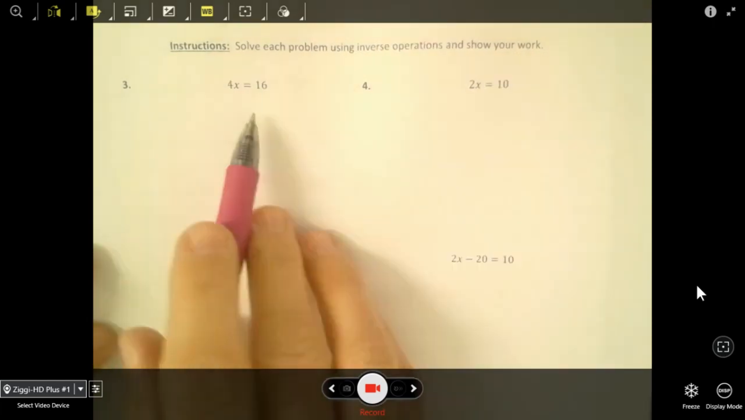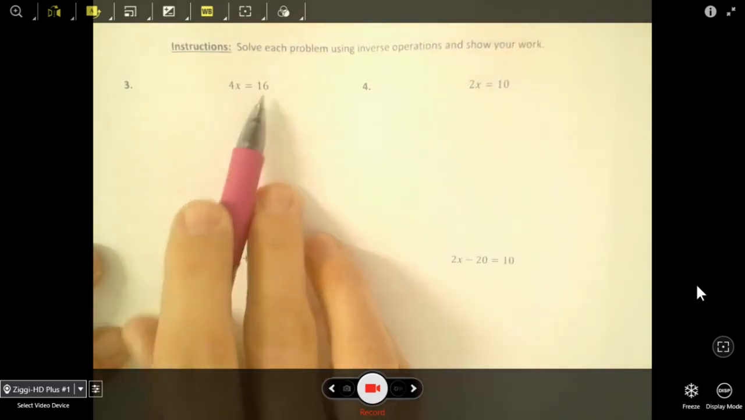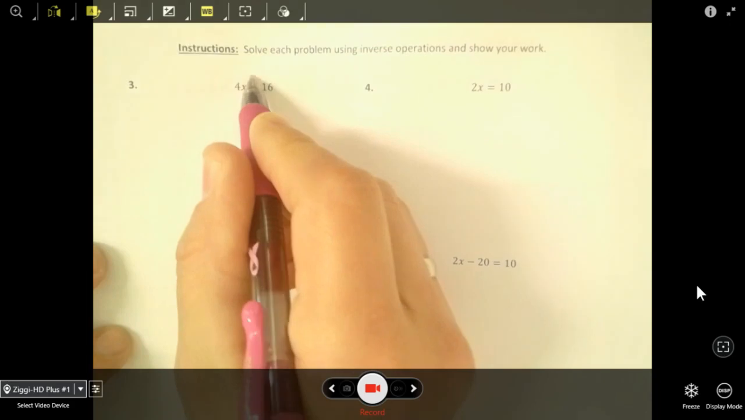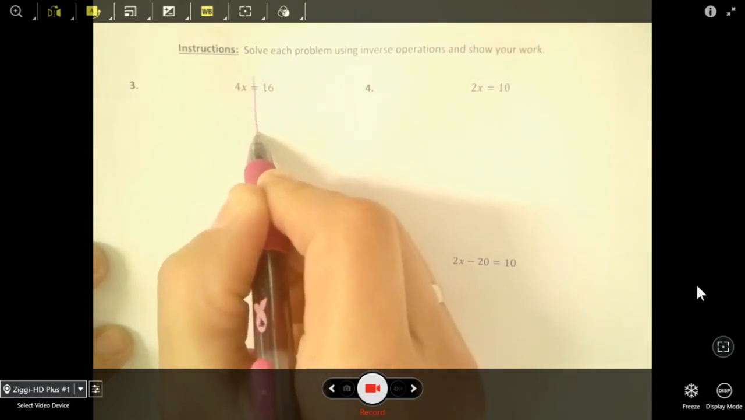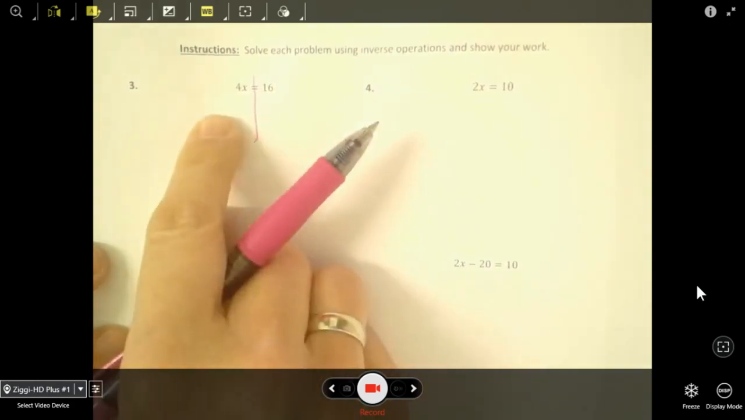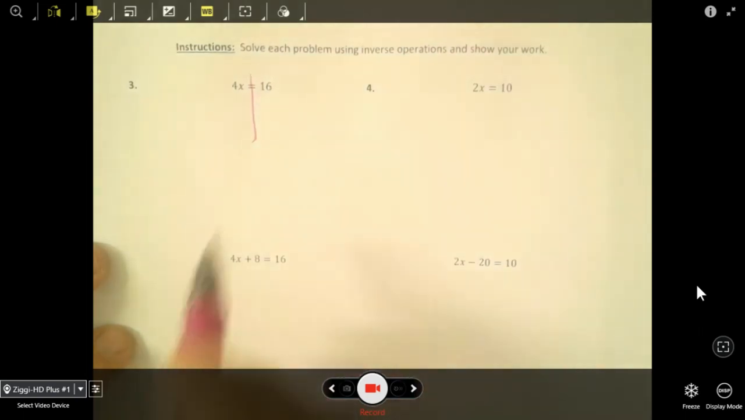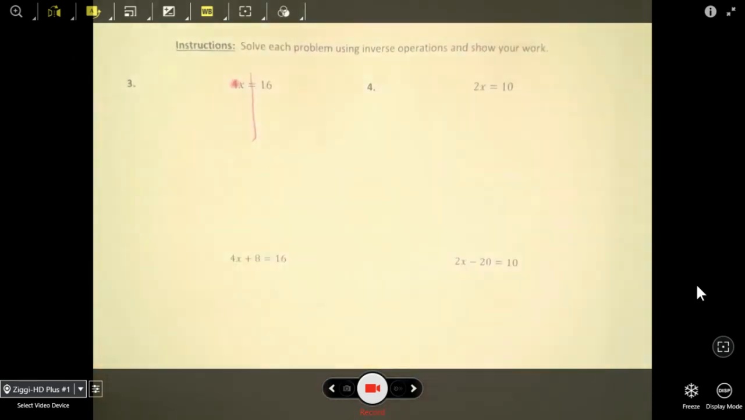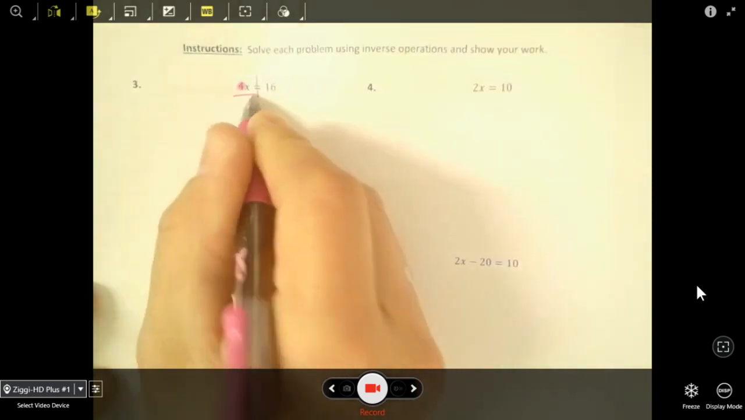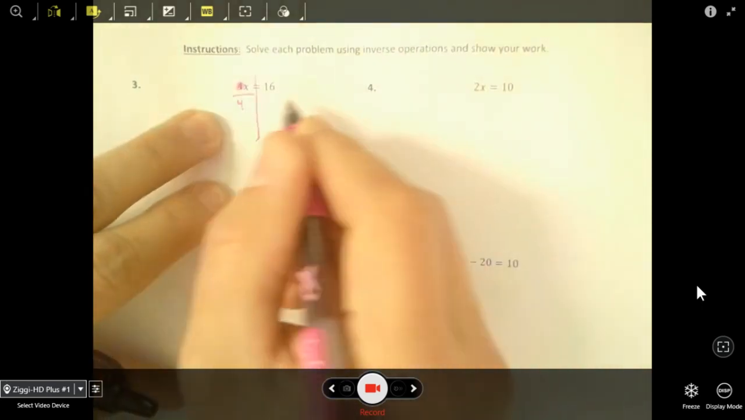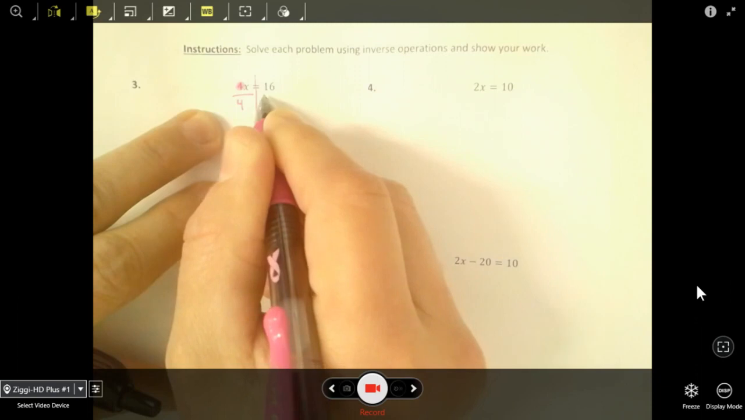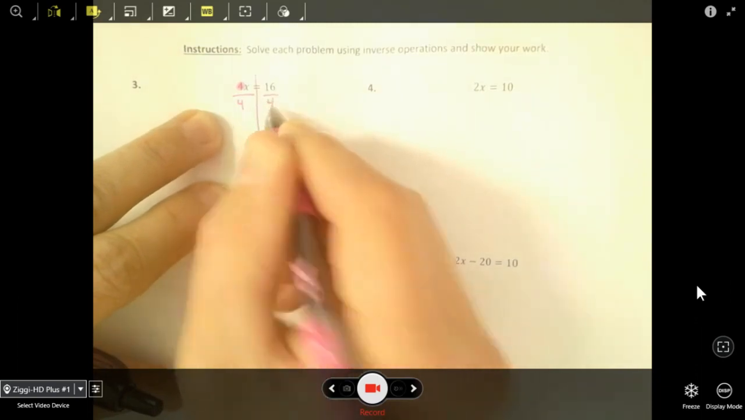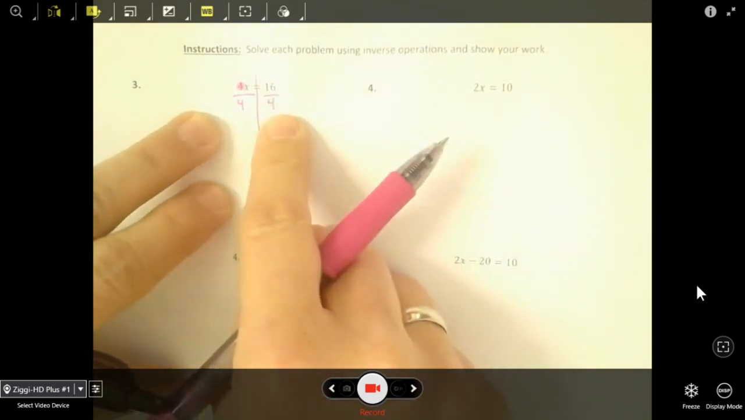For instance, on this problem, I have 4x is equal to 16. So I do want to draw my line through there because that'll help us keep our equation balanced to make sure that whatever we do to the left, we do to the right. Now, I notice that my coefficient happens to be 4. You can see that right there. I'm going to highlight it. So what I'm going to do is I'm actually going to divide by that number. And whatever I do to the left side of the equation, I got to do to the right. So I'm also going to divide the right side by 4.